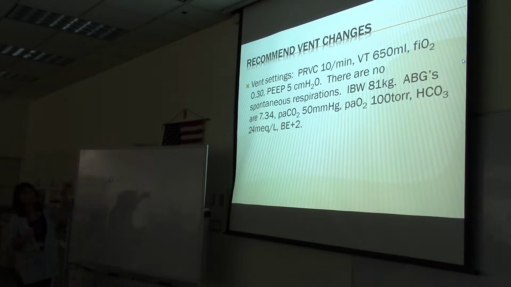So in this case, we'll take 650 mLs, divide by 81, and it's 8 mLs per kilogram. So that's good, right? Should we keep the same tidal volume? All right, so now we've got another number here. So respiratory rate times 650 ml, let's put it in liters, 0.65 liters. So we have respiratory rate times 0.65 liters equals 8.1 liters.